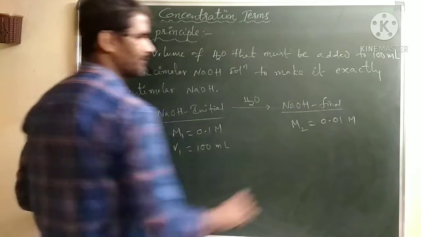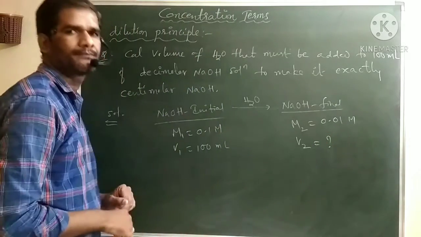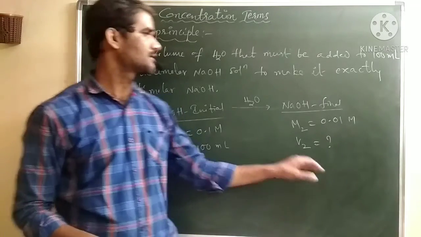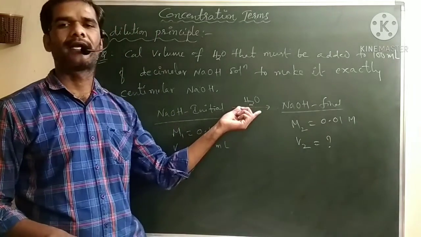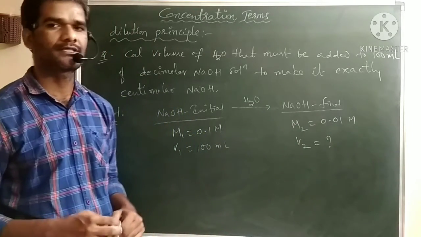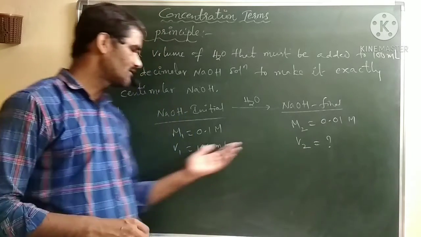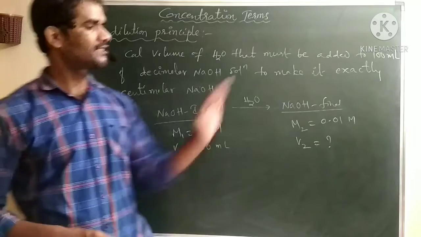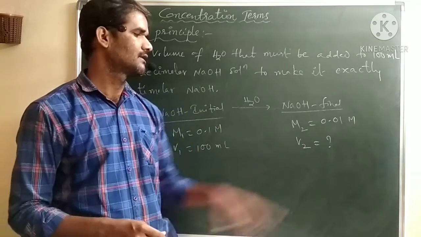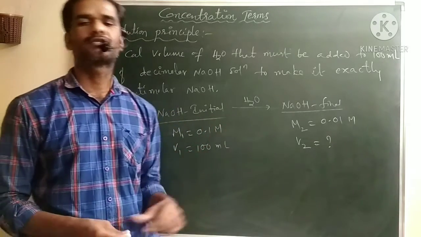So diluting. Then what is V2? V2 is not given. Here they are asking not the final volume. They are asking how much water to be added to get 0.01 molar. Means what do we have to do first? First we have to calculate the final volume. So we have the initial volume, we have 100. To get this final volume, how much water do we have to add? Just subtract the initial volume from the final volume, then you will get the water to be added.